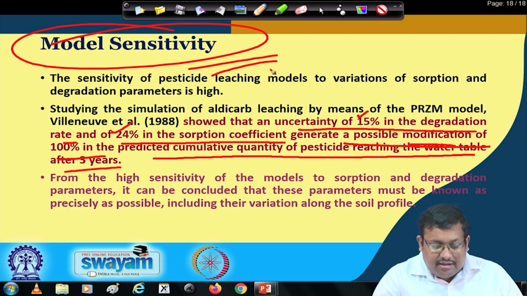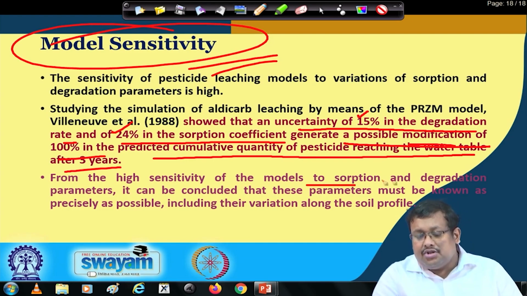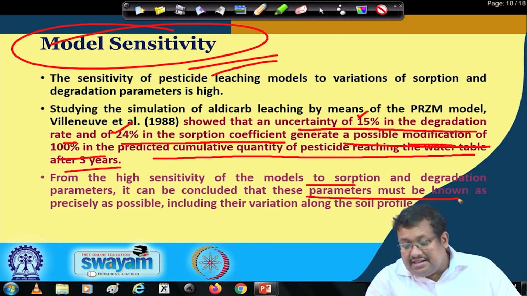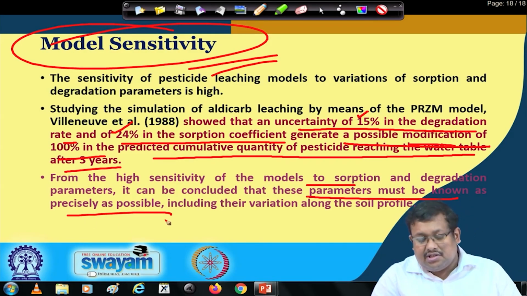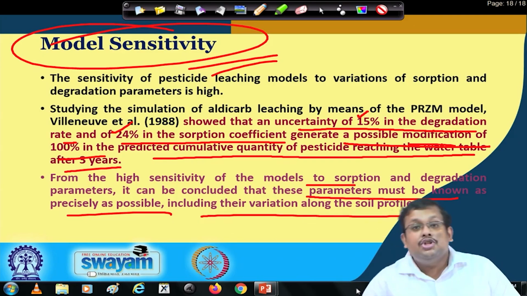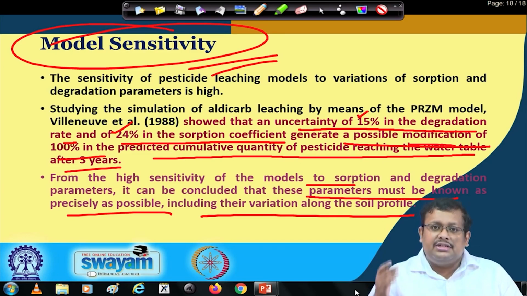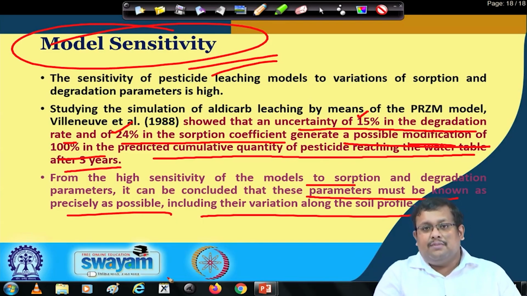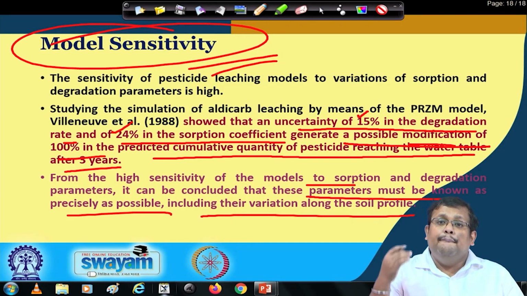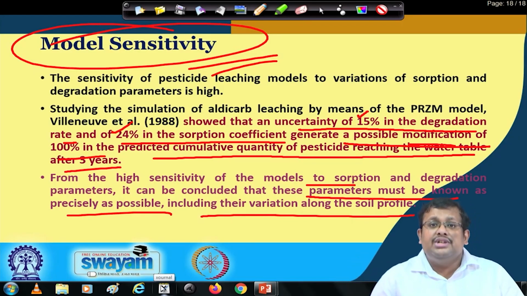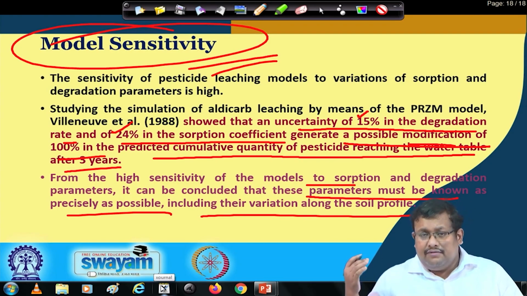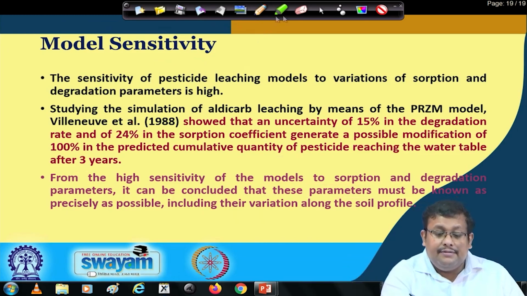It is very important. Now, from the high sensitivity of the models to sorption and degradation parameters, it can be concluded that these parameters must be known as precisely as possible, including their variation along the soil profile. If possible, measure. If it is not possible to measure, use values which are as precise as possible to get a better simulation of the fate of transport of the pollutant in the soil.